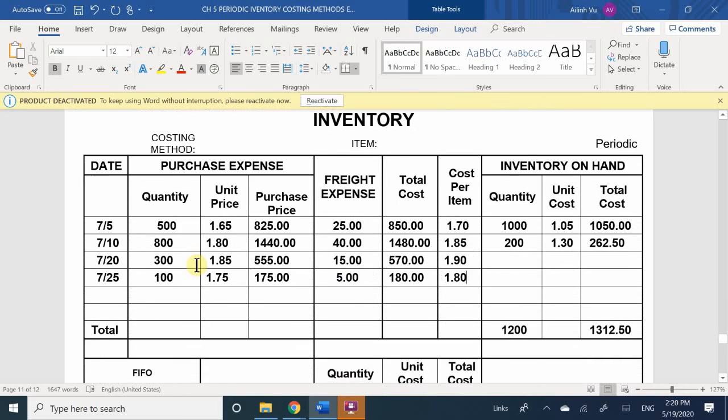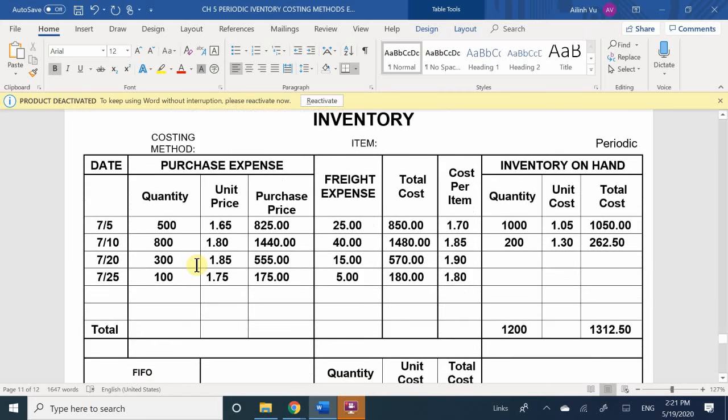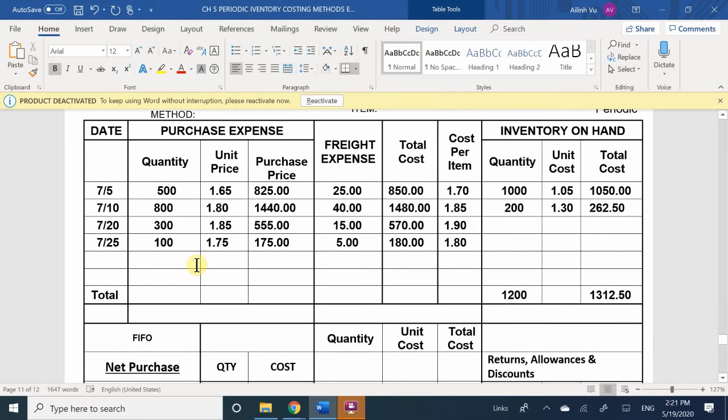Okay. And then what's the last thing that's on the transaction list? So, what happened on the 31st of July? Toys are received on hand. How many do we have on hand? We have 600 toys left. Perfect. Now that we finished our transactions, it's at the end of the period. What is the first thing that we need to do?